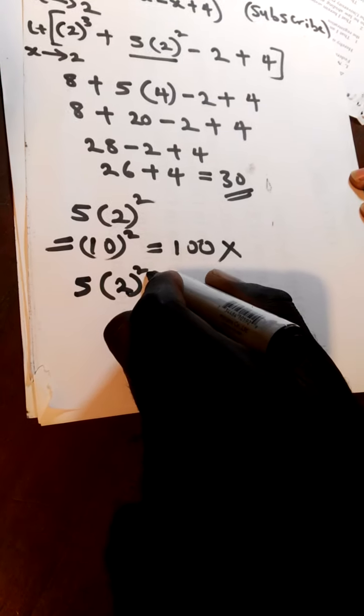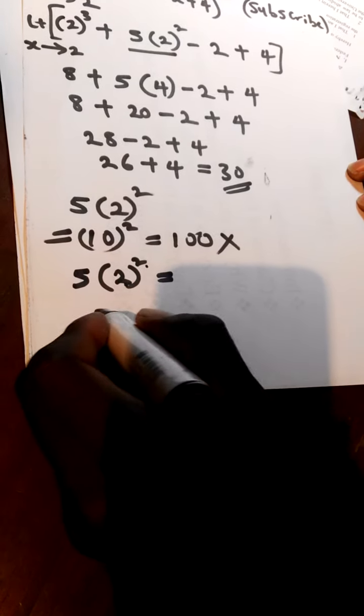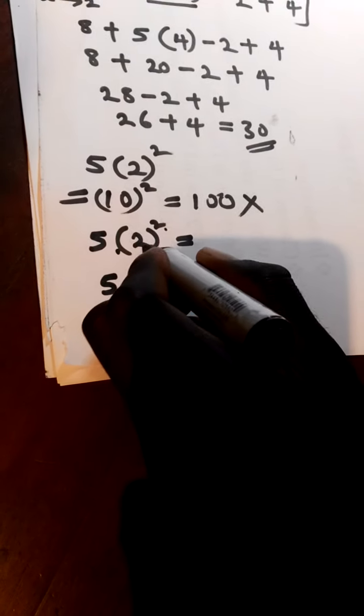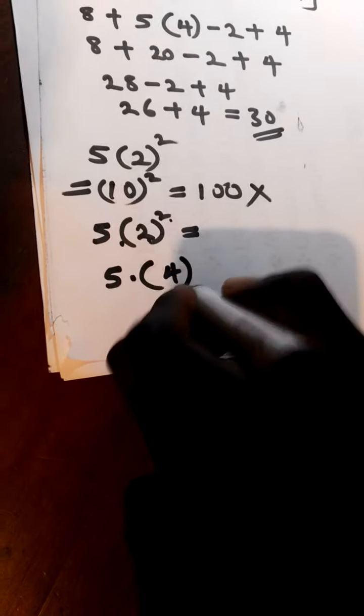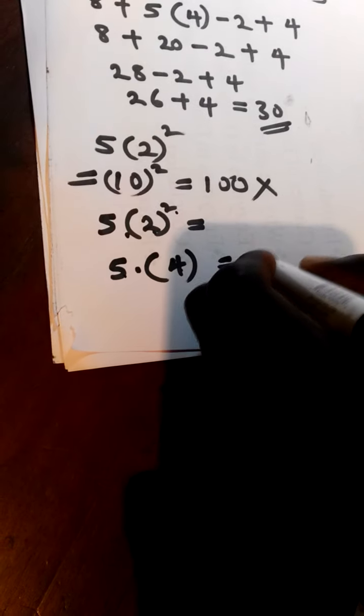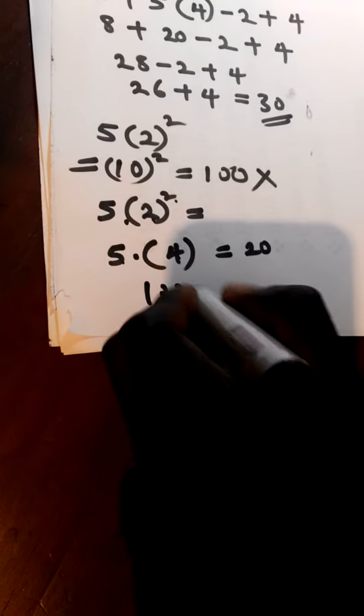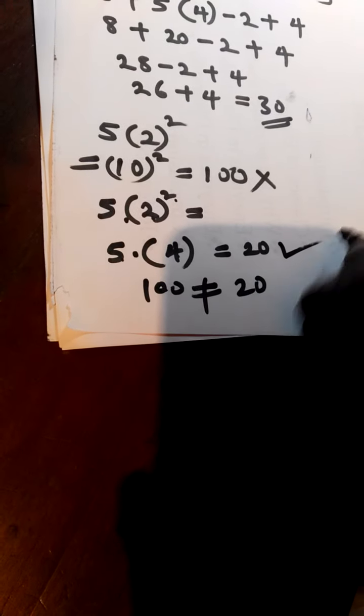This thing is 2 to the power of 2. Now keeping this 5 dot, because it's 5 times this number here. Now 2 to the power of 2 is 4. Now 5 times 4 is equal to 20. Now you can see 100 is not equal to 20. So 20 is the correct answer. So that was why we have 20 here initially. So that's for question 1. Now move on to the next question.